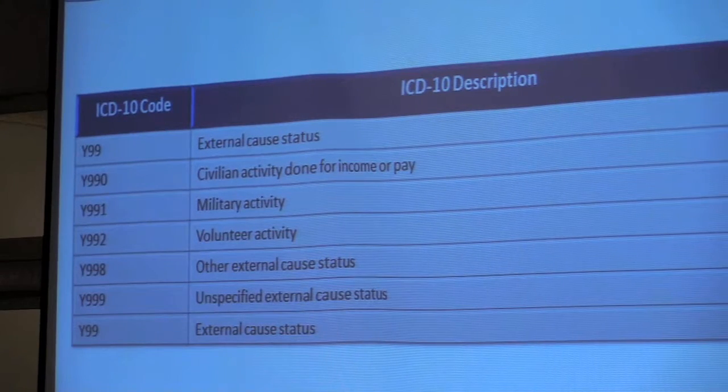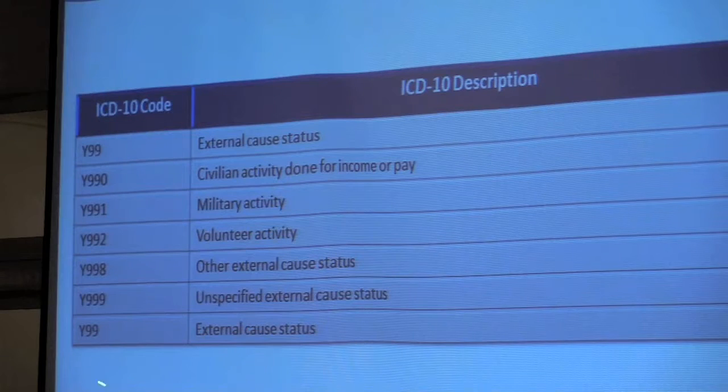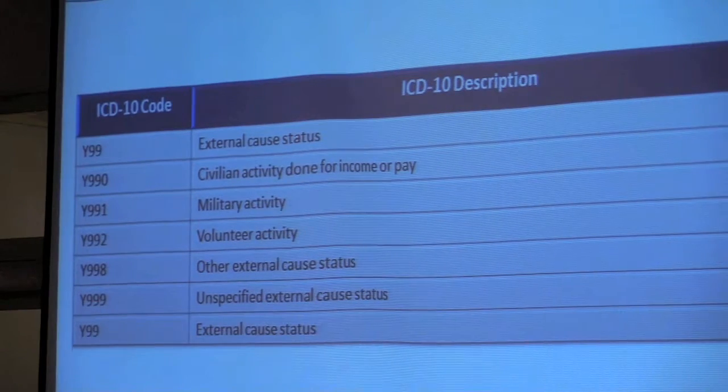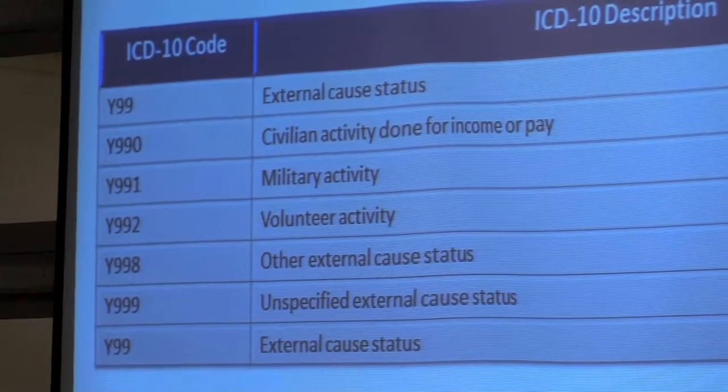Now, the external cause status codes. This one here is not a code, really. I put it in the list as a trick question. This is Y99, but because it has children, this is not really a valid code, so that needs to go. This one here, and this is just redundant, says Y999. They have a code in there, but the guidelines say don't use it. Doesn't that seem silly? Why put a code in there and tell you not to use it? But anyway, you don't use that one.